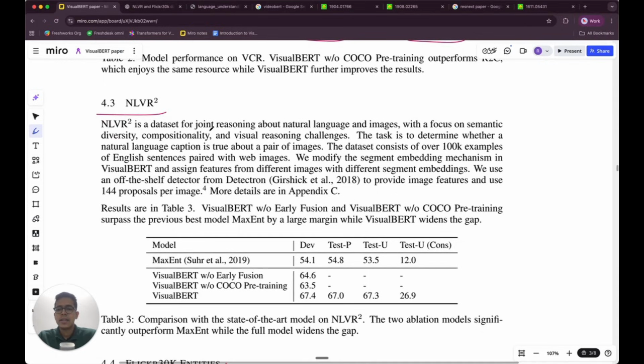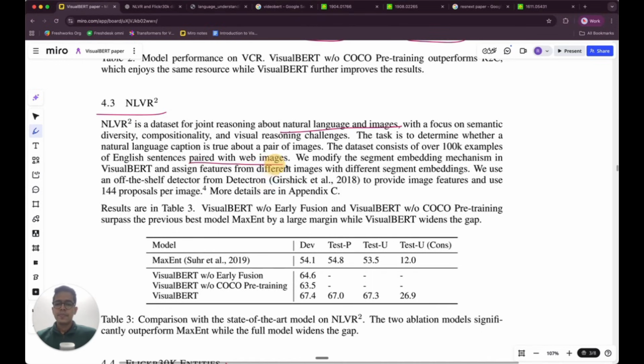The NLVR dataset is for joint reasoning about natural language and images with a focus on semantic diversity, compositionality, and visual reasoning. The task is to determine whether a natural language caption is true about a pair of images. So you'll have a pair of images and you will say, okay, in image number 1, there are 3 dogs, and in image number 2, there is 1 dog, something like that. The dataset consists of over 100K samples of English sentences paired with web images.